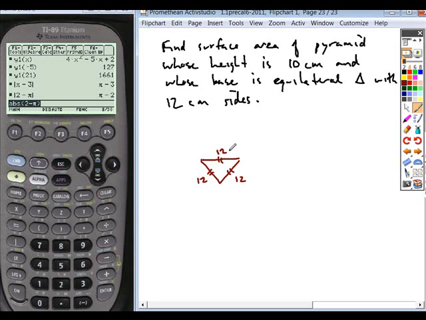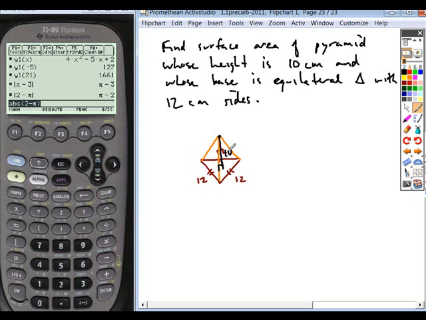Okay. And then the height of this pyramid. Since it's a pyramid, all these vertices are going to meet at one common point, the vertex. Okay, so here would be my sketch. I can identify the height of this as 10. And so here's as much information as I know for this problem.